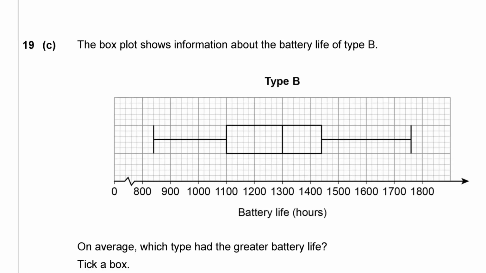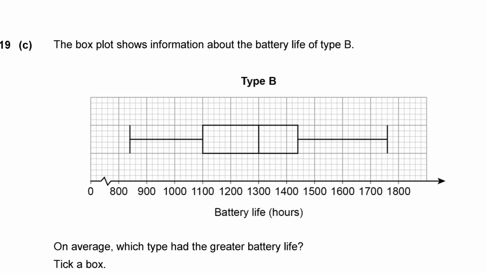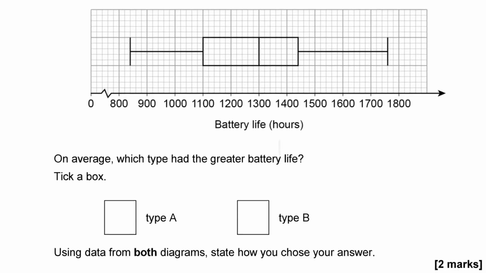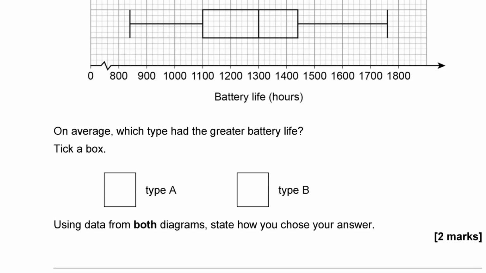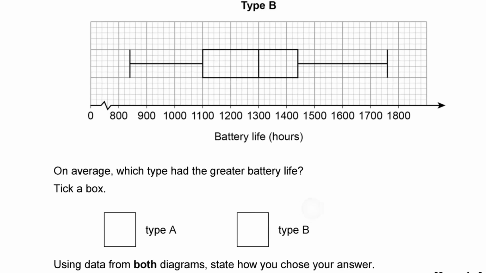Okay, now part C says the box plot shows information about battery life of type B. On average, which type had the greater battery life? Tick the box. Well, the greatest battery life is going to be given by the median here, I suppose. So it's like the average life expectancy. So here the median is the Q2 value.